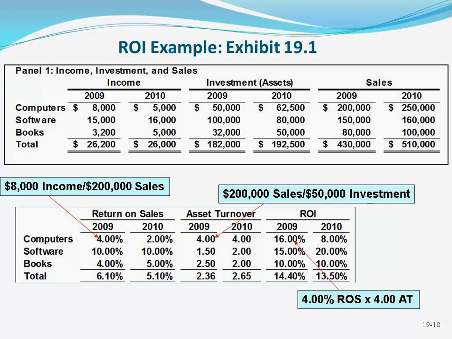Now you can calculate the 16% directly by invoking the direct return on investment formula, which is income, 8,000 for 2009 computers, divided by the investment base of 50,000. 8,000 divided by 50,000 gives you 0.16, or 16%. And you can follow this for every product and the total.